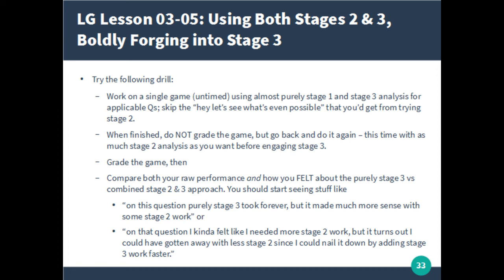Make sure that you're recording and grading according to a pure stage 3 versus a max stage 2. So the first version of the game that you tried and the second version of the game that you tried, grade those separately. And then kind of look back at the following factors. Compare your raw performance between both versions, so the pure stage 3 game, the pure stage 2 game. Compare your raw performance on those 2 iterations of the same game.